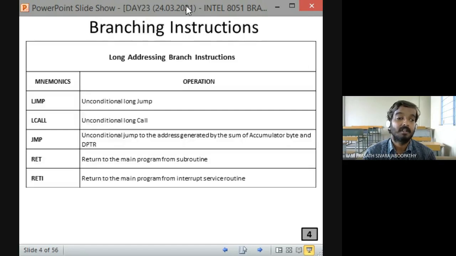These are the instructions that come under the long addressing branch instructions. That means anywhere you can jump. You can call any program from any memory location out of the 64 KB. Similarly, you can jump anywhere using the LJMP instruction, and using the RET instruction you can return to the main program, to wherever you were called from. So these instructions are categorized as long addressing branch instructions.